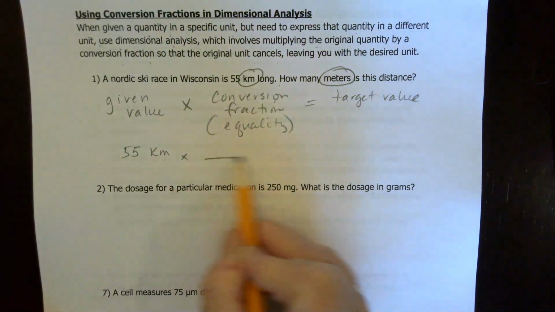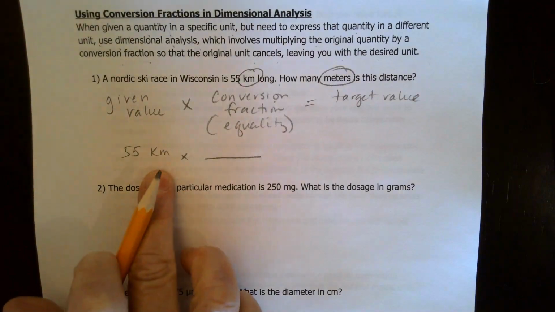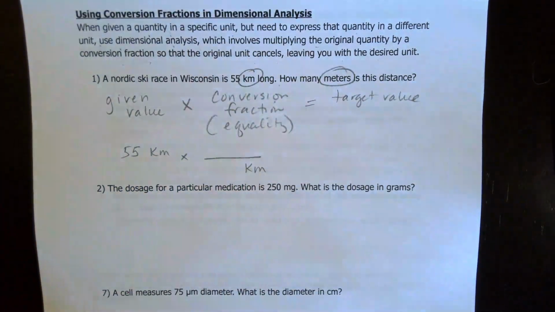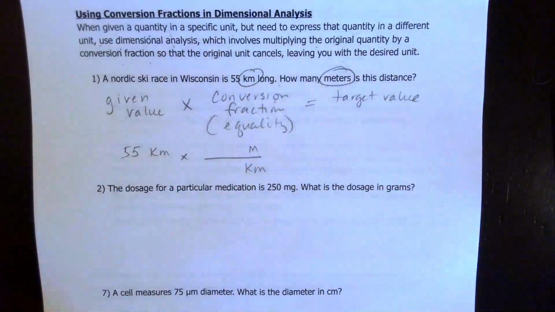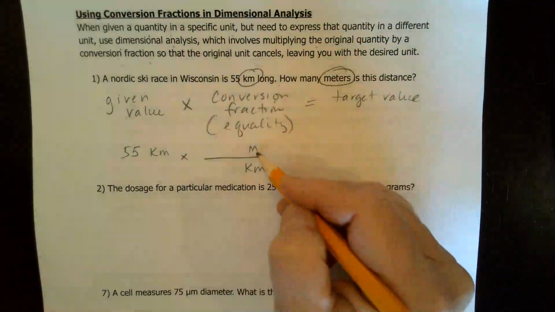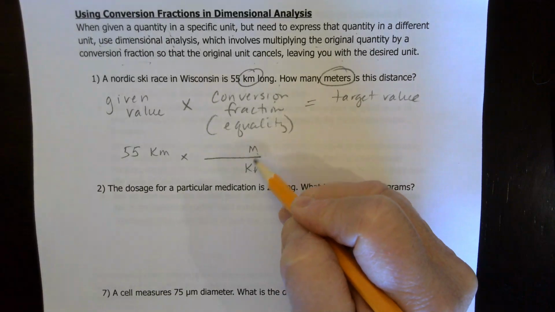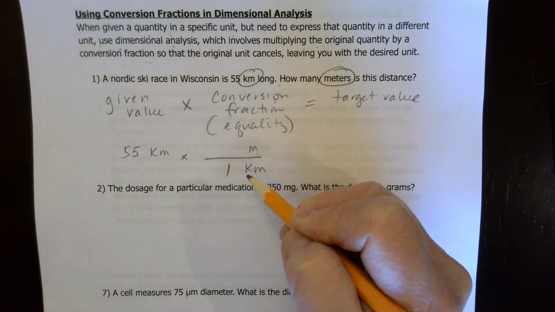And to do that, this conversion fraction has to be set up in a way that the original unit of kilometers cancels out. The only way we can do that is to put kilometers into the denominator. We would then put meters up top. The idea here is what's equal to what. We need to figure out which one of these two units is bigger, 1 meter or 1 kilometer. Well, 1 kilometer is bigger, so we're going to put the 1 there.